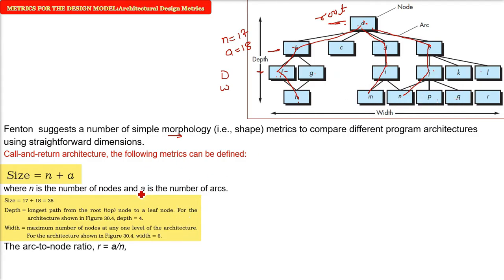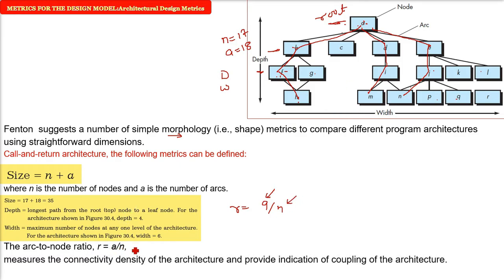So width is 6. So the arc to node ratio, r, can be computed as a divided by n, the number of arcs divided by the number of nodes. What do you get? You have the numbers. So this value will give you an idea about the coupling of the architecture. This r equals a by n measures the connectivity density of the architecture, and it gives you an indication of the coupling of the architecture. So 18 by 17 is going to be 1.06, and that is the metric.